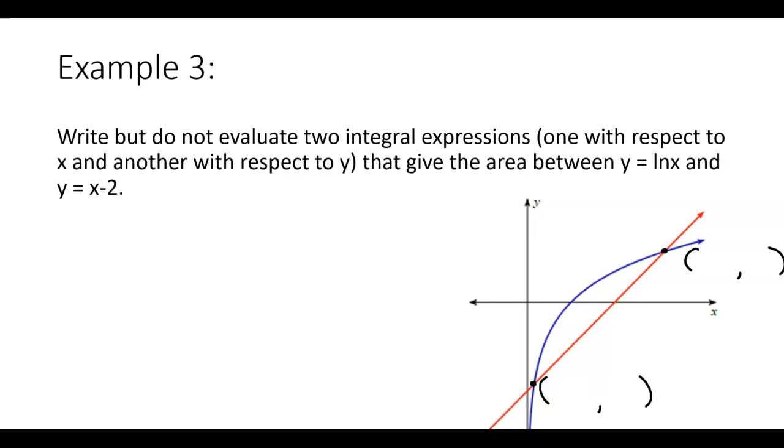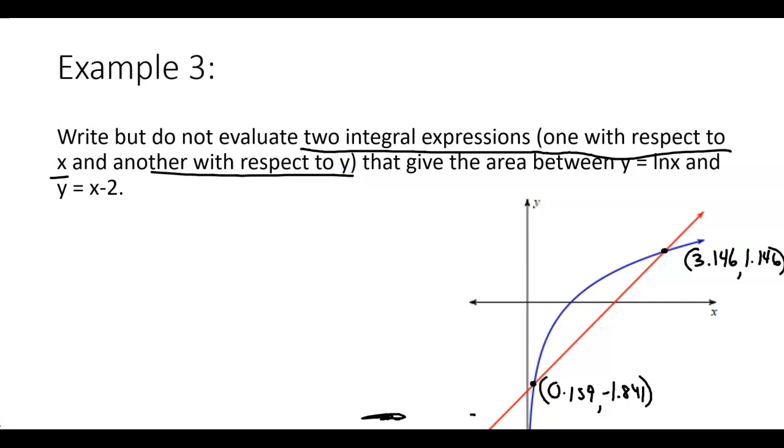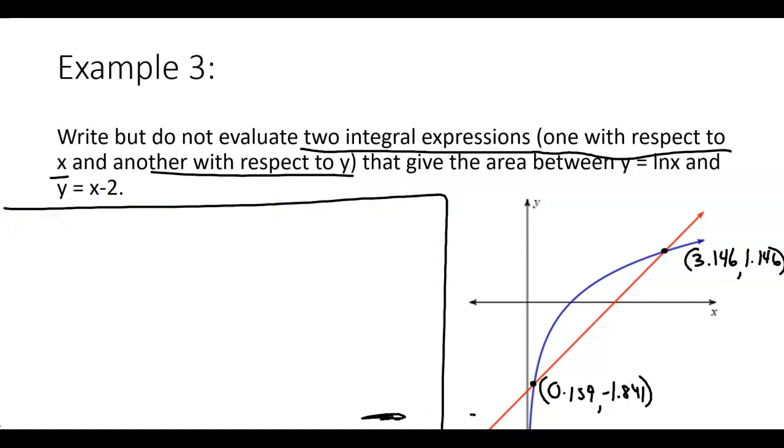So go ahead. Now, I just wanted to do that up front to get that out of the way, to review how to find points. You're going to have to do it anyway. But let's actually look at the question now. The question's interesting. This is a 2-part question. It says, write but do not evaluate 2 integral expressions, one with respect to x and another with respect to y. So we're going to have 2 different integrals.